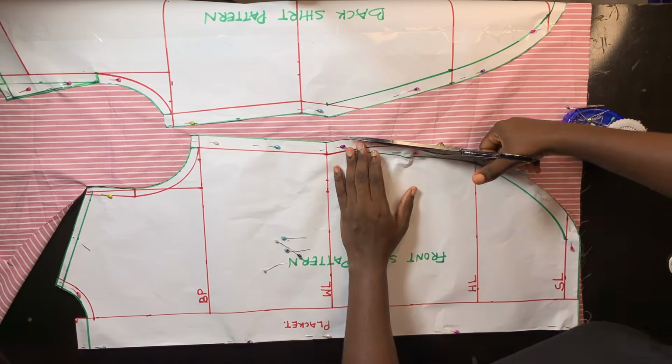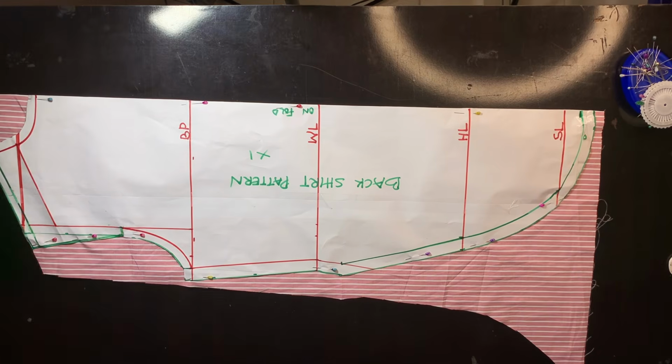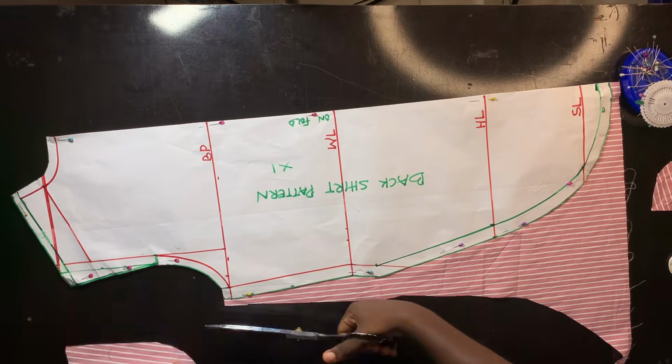So folding it this way will make it easy for us to just cut out two pieces, okay? After cutting out the front pattern, I'm going to cut out the back pattern. After cutting off the back pattern, the next step is to notch.